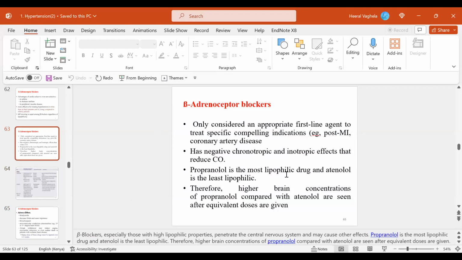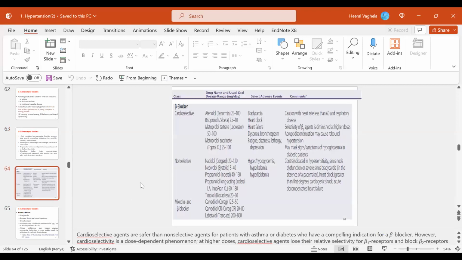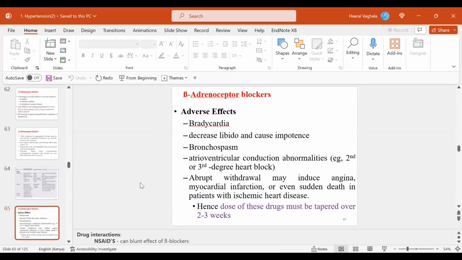Propranolol is the most lipophilic, and atenolol is the least lipophilic. Some of the adverse effects are bradycardia, because we know this acts on the heart muscles to reduce heart rate, and bronchospasm. And one more thing about these beta blockers is that you can't just stop them abruptly.